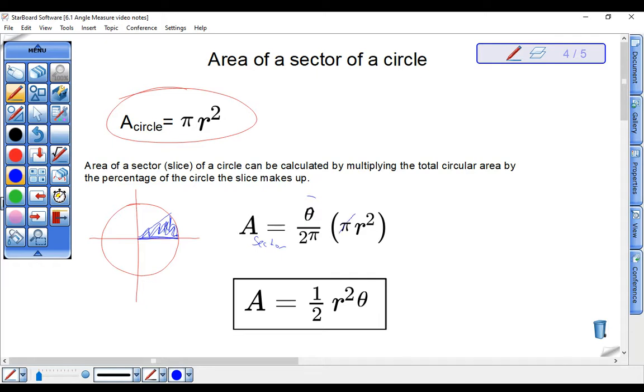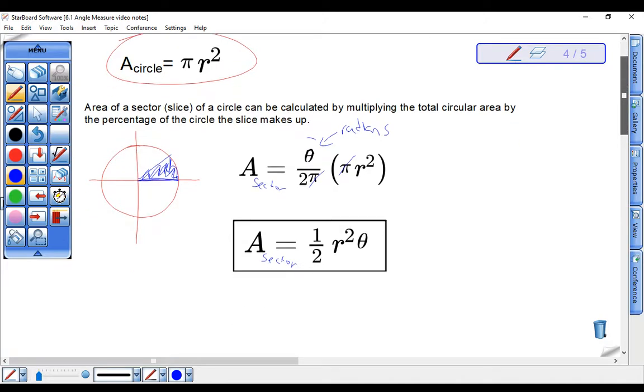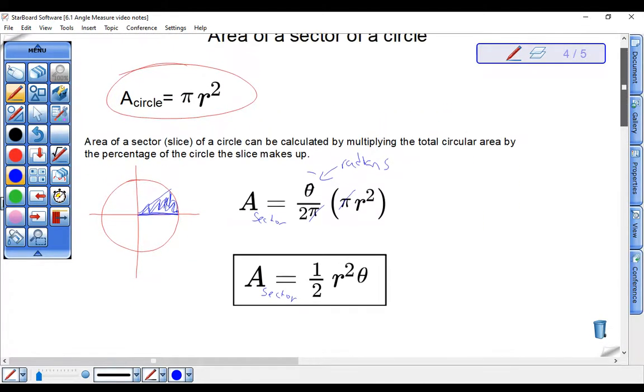Well, the pi's are going to cancel here, right? And we're left with, if I rearrange some things, the area of a sector. The area of a sector of a circle is 1/2 r squared theta. Once again, theta is in radians, so make sure you're using radians. So the area of a sector of a circle is 1/2 r squared theta, where theta is in radians.